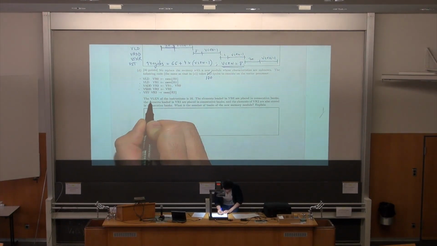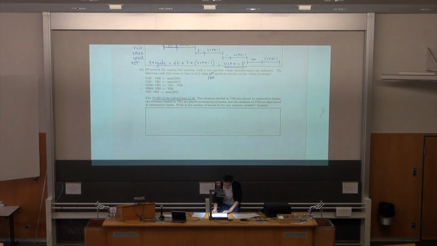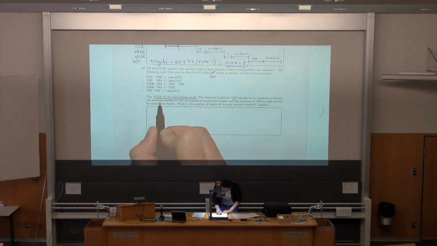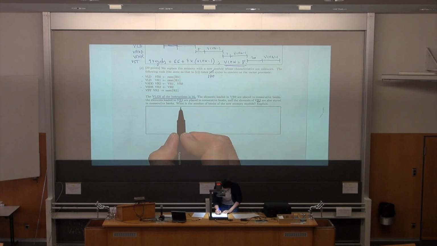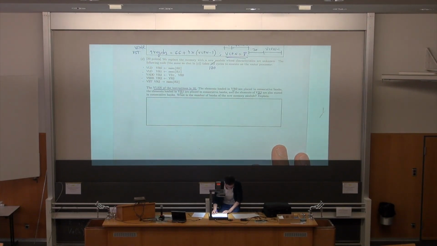Now we know the vector length. It is 16 this time. The elements loaded in VR0 are placed in consecutive banks. The elements loaded in VR1 are placed in consecutive banks, and also the same for the store operation for VR2. What is the number of banks in the new memory module?